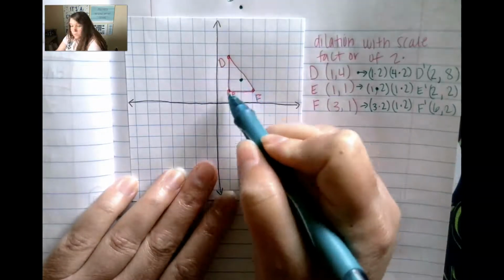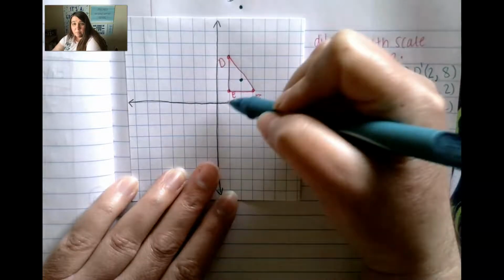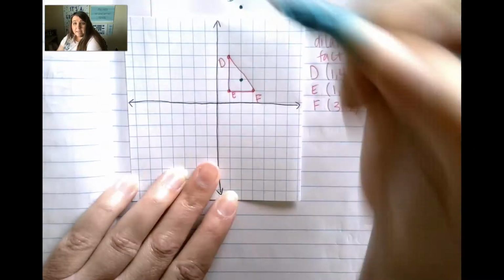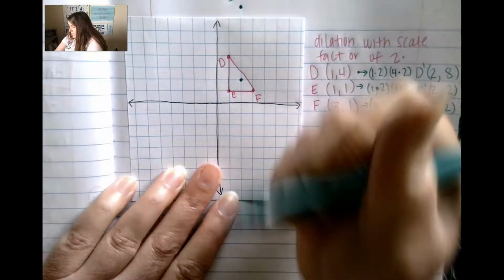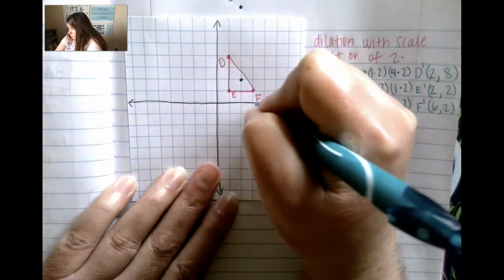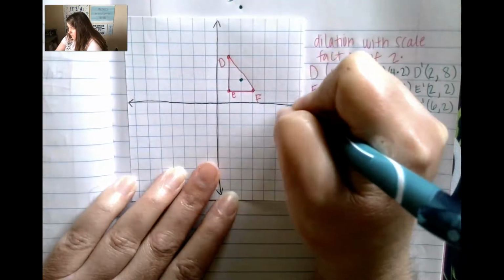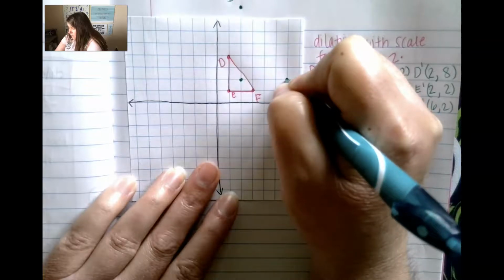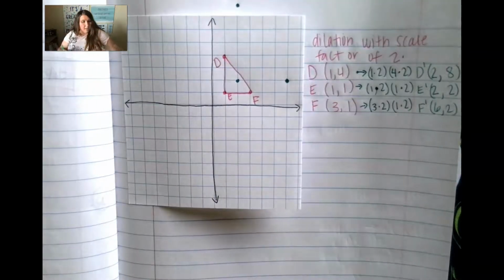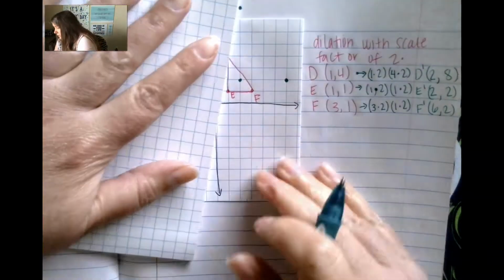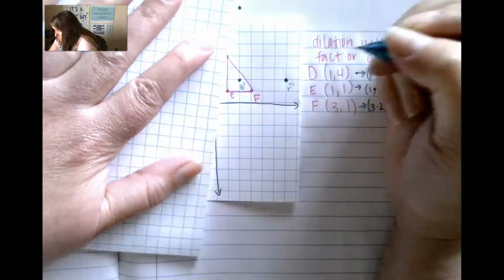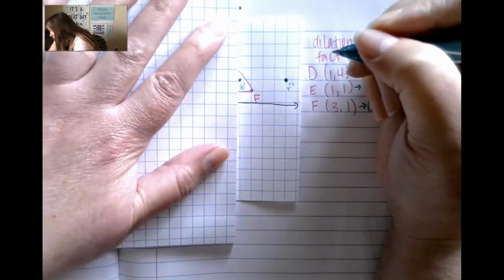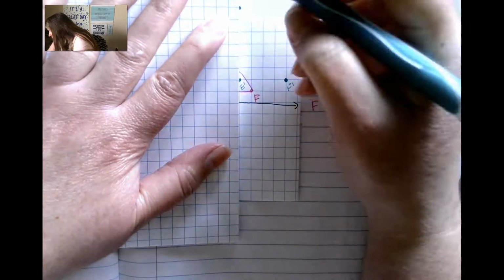Notice how these points are already starting to line up. If I could draw my lines here, the dilation is happening. F1 is at 6, 2, 1, 2, 3, 4, 5, 6, up 2. And now I'm ready to connect these dots. What's this? E, F, and then we'll see what we get.